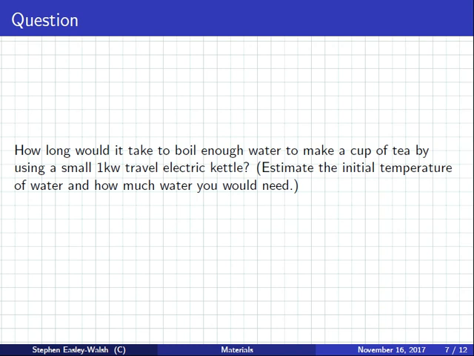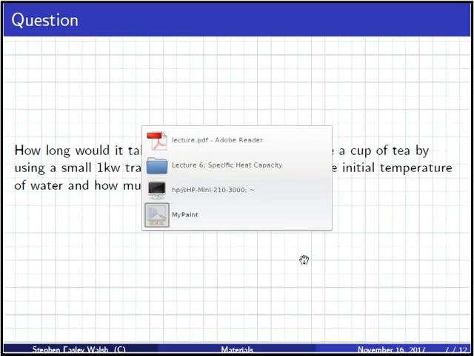Okay, let's do this one together now. How long would it take to boil enough water to make a cup of tea? Imagine you have a small 1 kilowatt travel electric kettle, and I tell you to estimate the initial temperature of the water and how much water you would need. So let's do this one together.